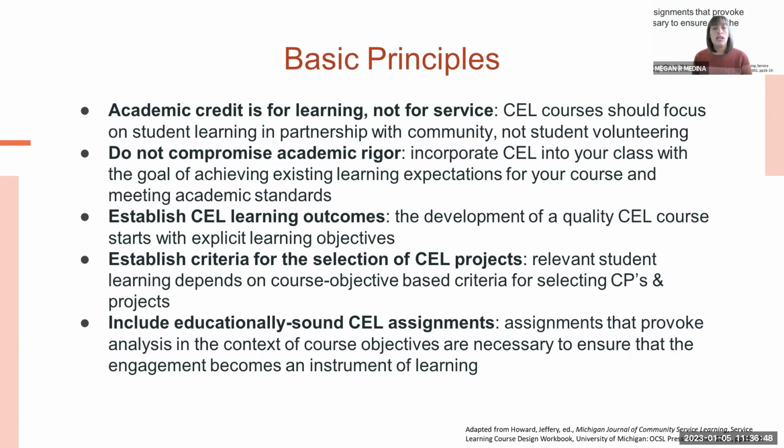As an instructor, it's important to establish CEL learning outcomes. The development of a quality CEL course starts with explicit learning outcomes related to the community engaged work. And along with that, you want to consider criteria for selection of your CEL projects and make sure that they're relevant to student learning and that they're relevant to your discipline. Additionally, make sure you include those educationally sound CEL assignments. You want assignments that provoke analysis, that provoke critical thinking, that relate directly back to the course context. The community engagements should be an instrument of learning.